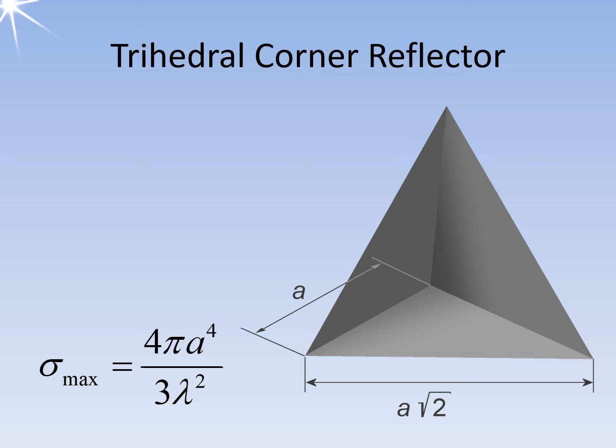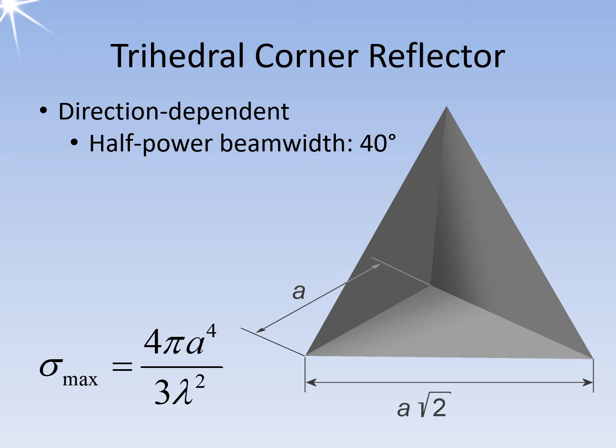Multiple reflections cause the incoming wave to be backscattered exactly in the same direction from which it arrived. The reflector is most effective when the incoming wave sees 3 equally sized partial areas. The peak boresight direction is the line with an angle of 45 degrees to all 3 plates. This means that this corner reflector is direction dependent. The half-power beamwidth of the retroreflection diagram is about 40 degrees wide.